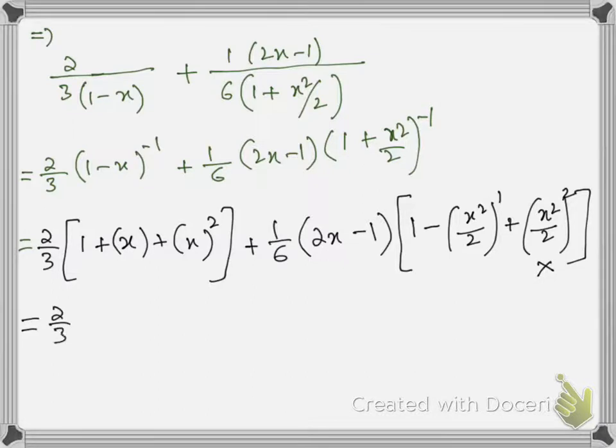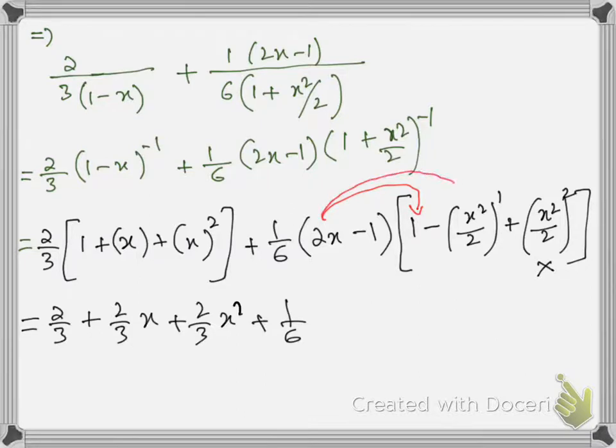So we have 2/3 plus 2/3 x plus 2/3 x square, copy 1/6, and you need to multiply only the selected terms in the second expansion. I mean, you need to multiply those terms which will give you your requirement. You need to multiply 2x with 1 only, because if you multiply 2x with x square upon 2, it will become x cube, which is not required. So don't waste time and just multiply the selected term. So I'm multiplying 2x with 1 only. I'm not multiplying 2x with the second term, because it will become x cube, which is not required.